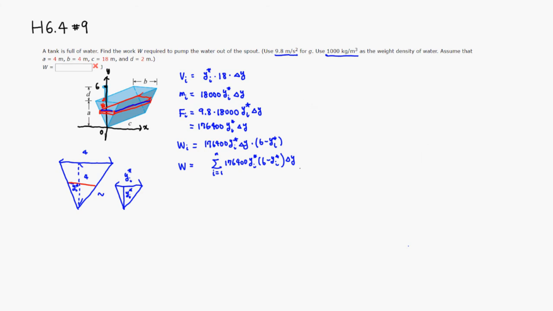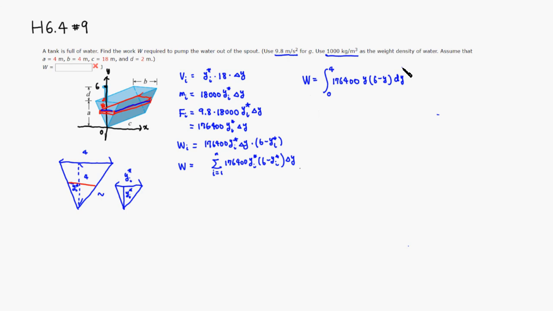Then the integral work can be found, right? The water goes from 0, the bottom, and the top is a, so it's 4, right? Then we have this, 176400, and then I'm gonna have a y, and a 6 minus y, delta y becomes dy, right?